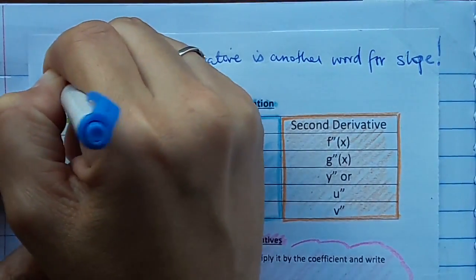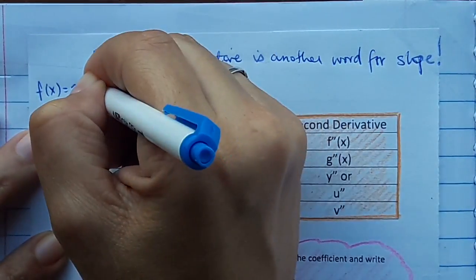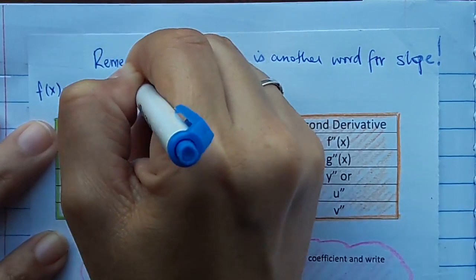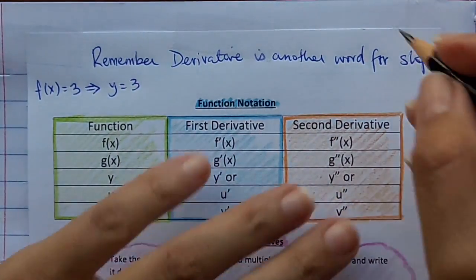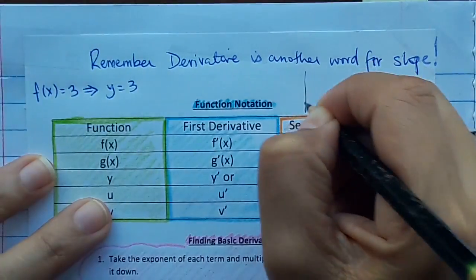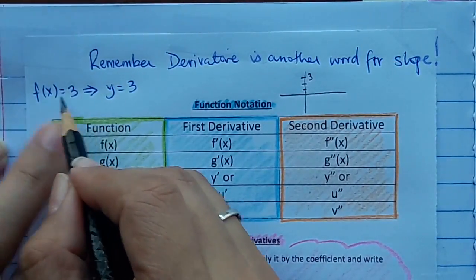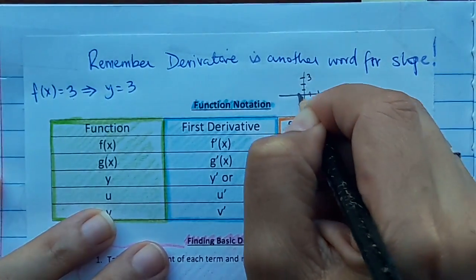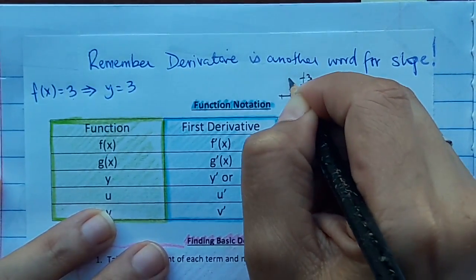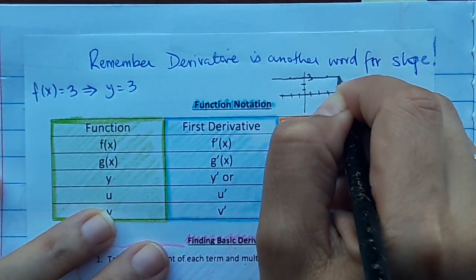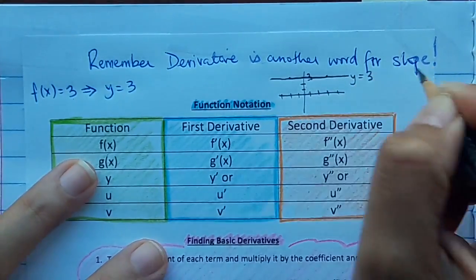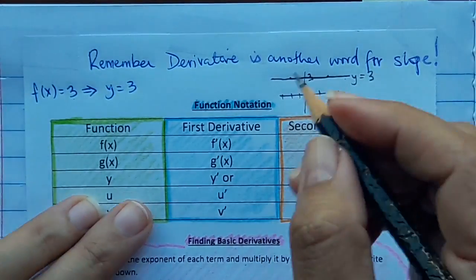So let's say we had f of x is equal to 3, a constant. That's the same thing as saying y is equal to 3. I want to prove to you the derivative of a constant is always going to be 0. So let's graph that. So y is always 3. No matter what the x value is, y is always 3. So when x is 1, y is 3. When x is negative 2, y is 3. When x is 3, y is 3. Y is always 3 no matter what x is. So it's a horizontal line.